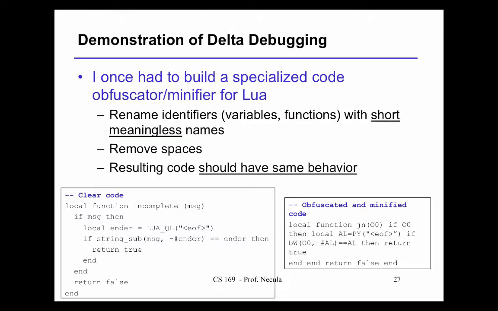So I wrote a compiler that was taking in this Lua program. It was recognizing things that cannot be changed, should not be changed. And everything else, it was renaming systematically. So if a variable name occurs in several places, you have to rename it to the same new variable name, and then the program should still run. This is very important. The resulting code should have the same behavior.